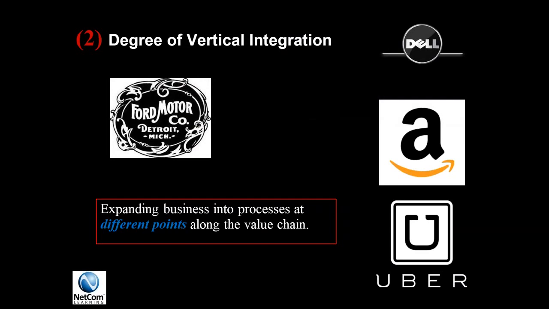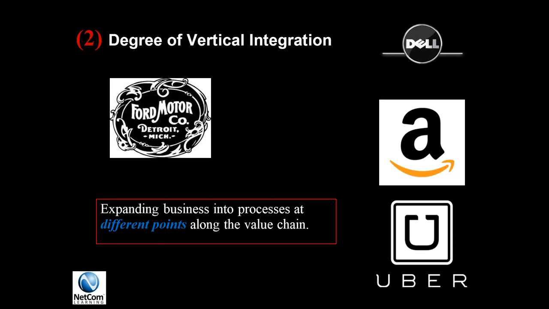Let's talk about the degree of vertical integration. Vertical integration is really about increasing the number of vendors that you introduce in your value chain. It's about expanding businesses into processes at different points of the value chain. Now, as an extreme example, let's look at the Ford Motor Company in the 1940s. They owned their own rubber plantations in Malaysia to produce their own rubber, to make their own tires for their own automobiles. That represents an extremely high degree of vertical integration. If they were, for example, to grow their own food for the company cafeteria, again, that is an extremely high form of vertical integration.